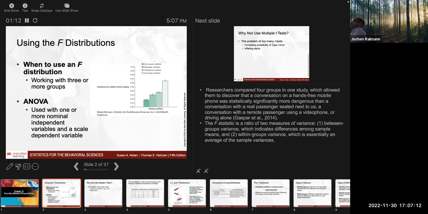So we will only do this as a one-tailed hypothesis, and we will test against the null hypothesis that one of these groups will be different from another. Essentially, you're using the F distribution only when you work with 3 or more groups. It's used when you have nominal independent variables that define groups, just like we had with the t-test, where we had cheap wine versus expensive wine, and a scale dependent variable.